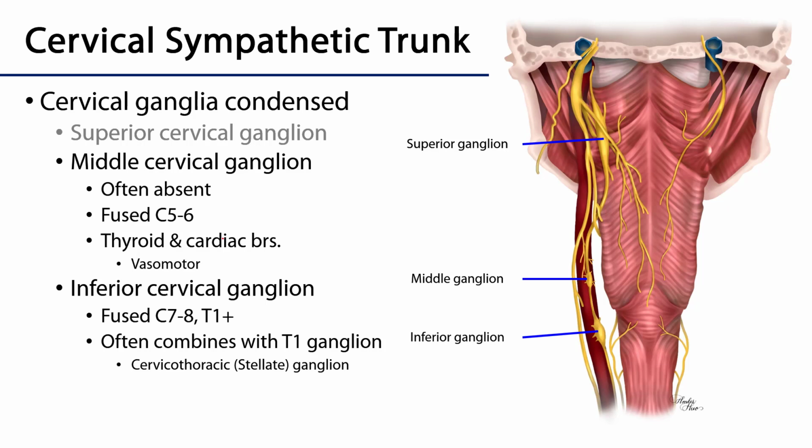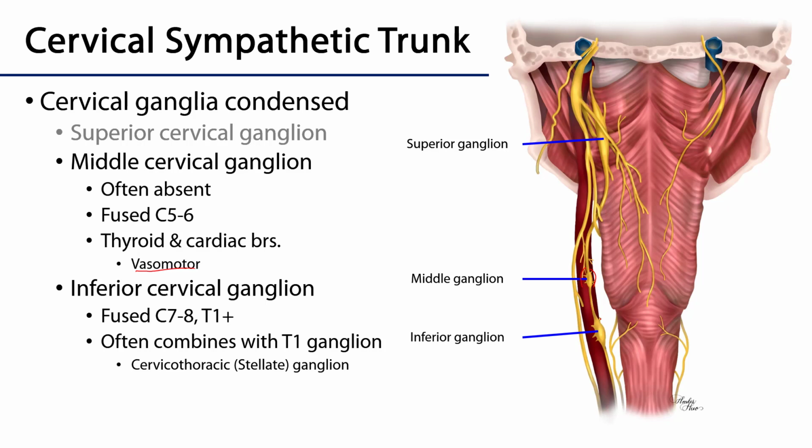The middle cervical ganglion is very frequently absent. We presume that it represents fused ganglia from C5 and C6 because those are the spinal nerves that, when it's present, it sends gray rami communicantes to. That middle ganglion will send branches to the thyroid gland, as well as branches to the cardiac plexus in the thoracic cavity. And most of these fibers are vasomotor, so it's providing innervation to the smooth muscle of the vasculature.